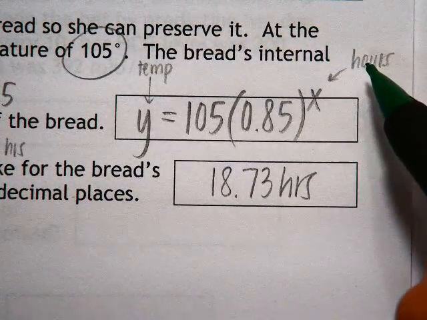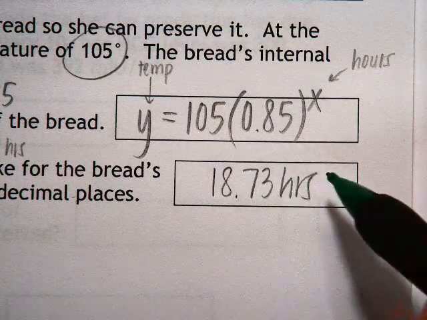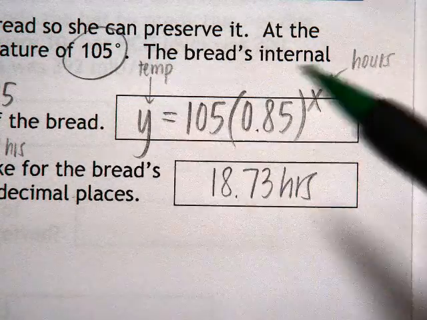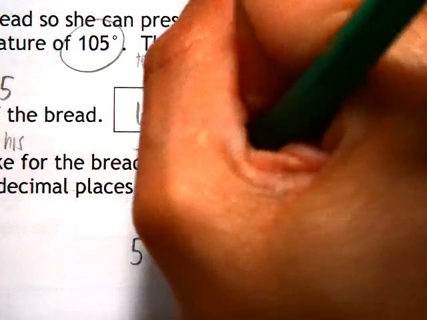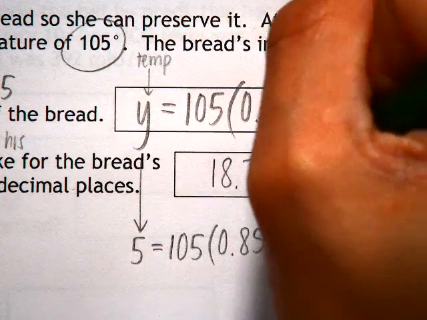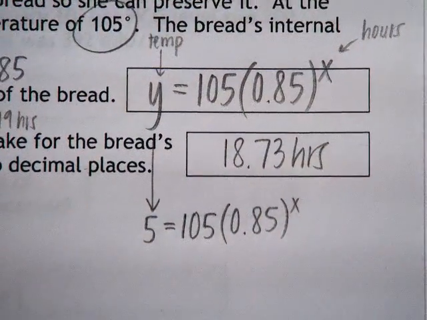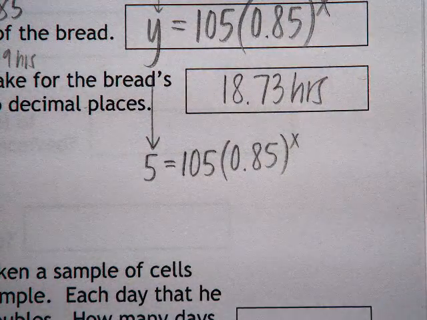X was the number of hours. We didn't know initially that it was going to take 18.73 hours, but we knew that the temp had to be 5 degrees. So if I plug 5 into the equation for the letter y, and then solved the equation, 105 times 0.85 to the power of x equals 5, I could actually get an answer directly.